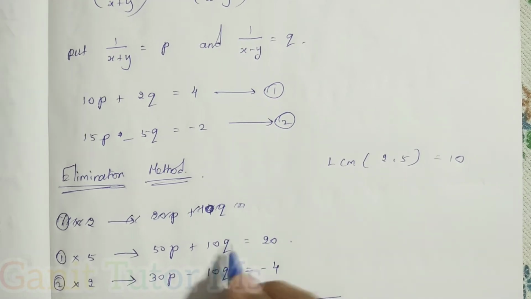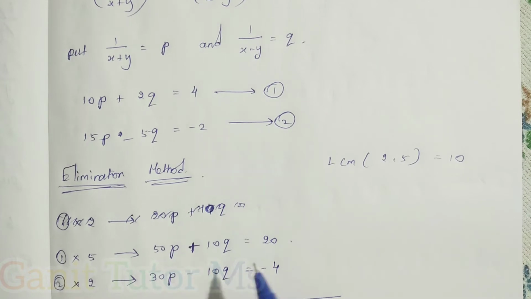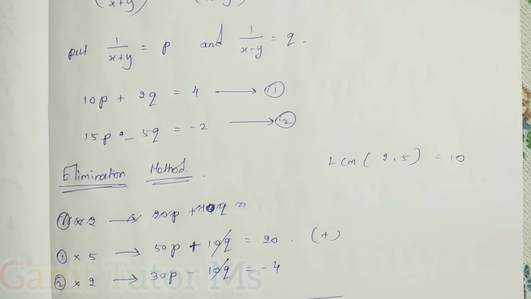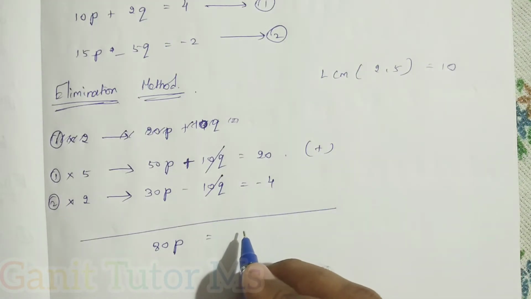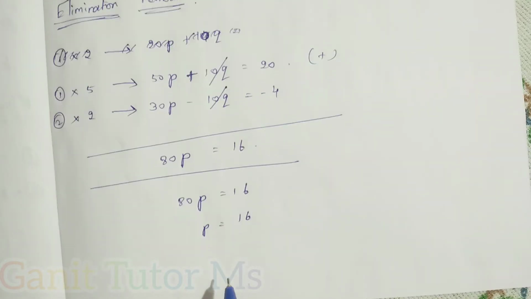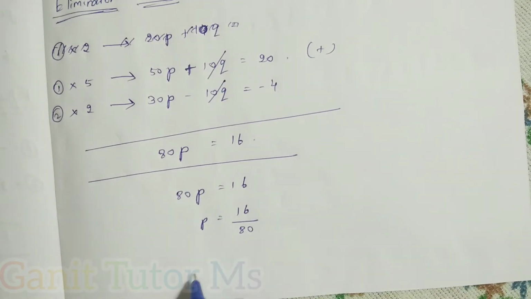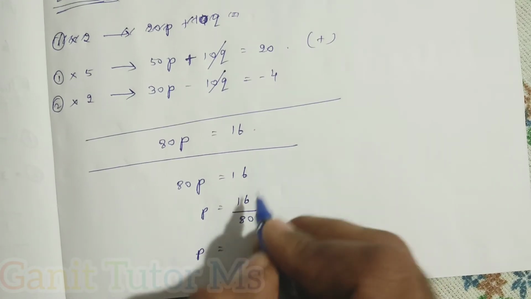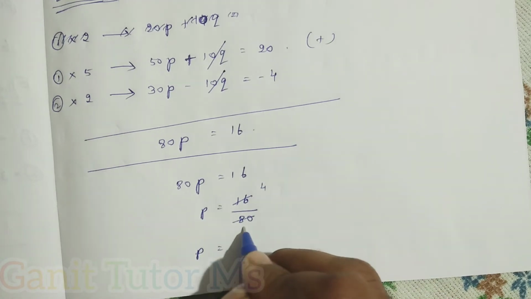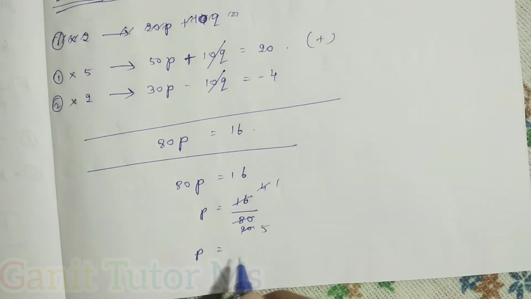Clear? Now I want to remove the q variable. Here they are already in different signs, so better I go with addition. So plus 10q minus 10q cancels. Addition: 80p equal to, now it is a different sign, so subtraction, 20 minus 4 becomes 16. Clear? So 80p equal to 16, then p equal to 16 divided by 80. Now you can cancel using the 4 table. 4 fours are 16, 4 twenties are 80, again 1 fours are 4, 5 fours are 20, so 1 by 5.